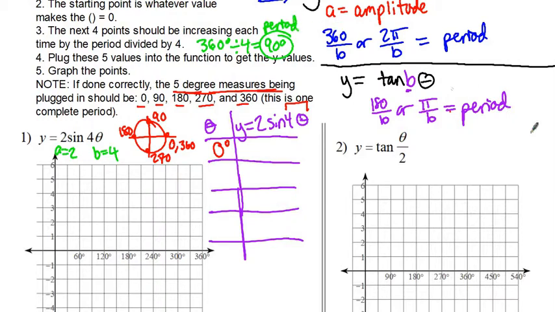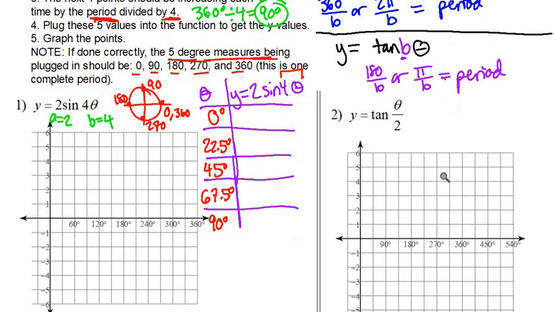Okay, and I don't want to confuse people here. 90 degrees is the period. Now we have to take that period and divide it by 4. So 90 divided by 4 turns out to be 22.5 degrees. So that's what we're going to increase by each time in this table. So 22.5, we increase another 22.5, we have 45. Increase that again, we have 67.5. Increase it again, we have 90. Alright, then we plug our 5 values in and we're going to graph them.